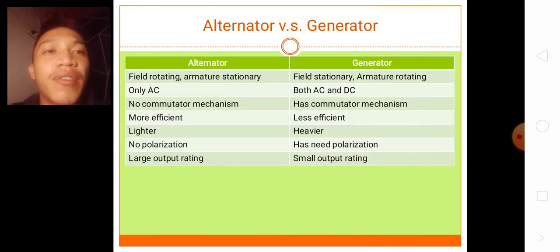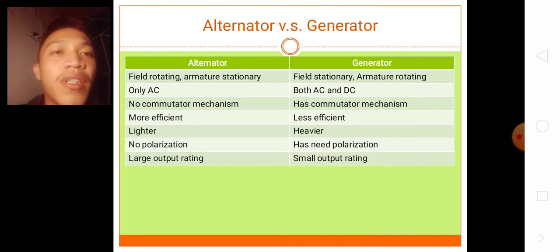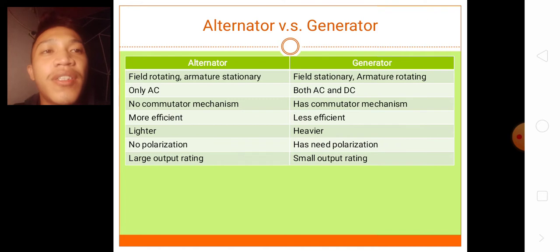Alternator versus generator. An alternator is just a generator, also called an AC generator. What I'm trying to refer to with this generator is the generator we once discussed last semester, which is like the DC generator. So let's compare the two. What's the difference between them?